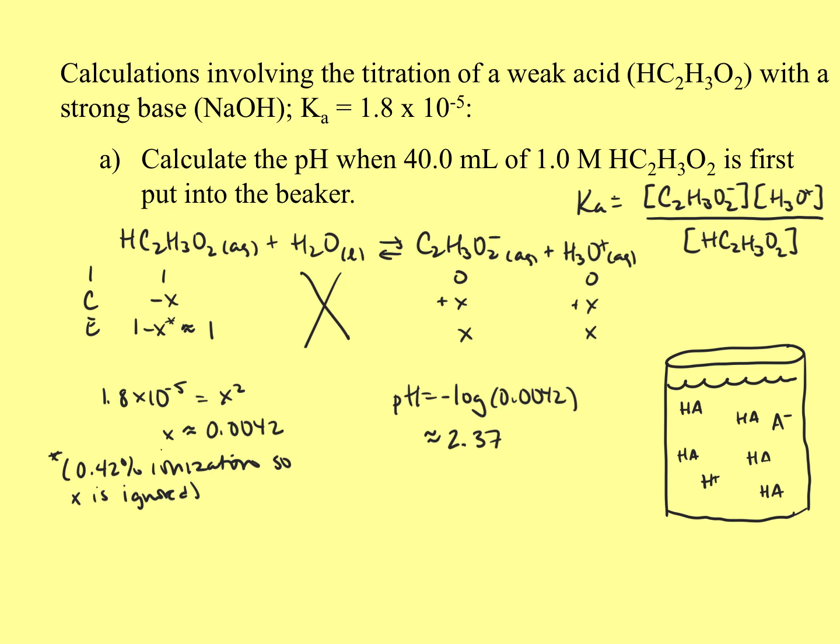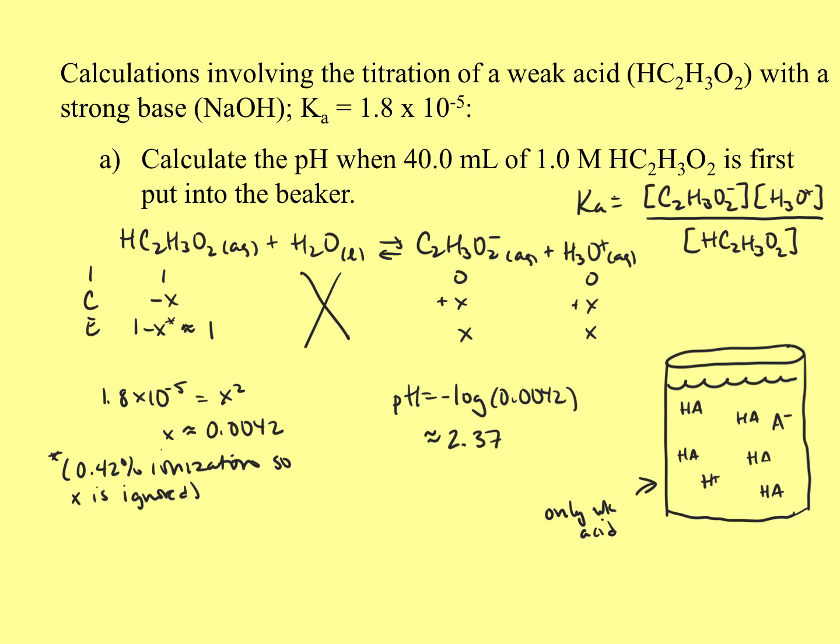Okay, so if you did this correctly, you would have gotten a pH of 2.37. Note that when I had this drawing here of what the beaker looked like in the beginning, it is composed only of weak acid. You have not added any of the strong base NaOH at this point. So a visual representation of what that weak acid looks like would be mostly HA with a tiny bit of H plus and A negative.